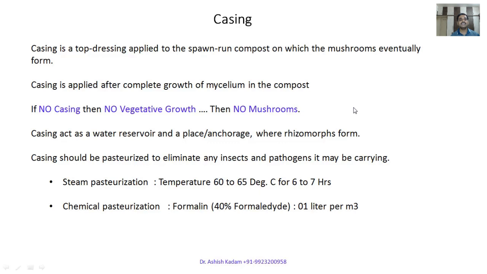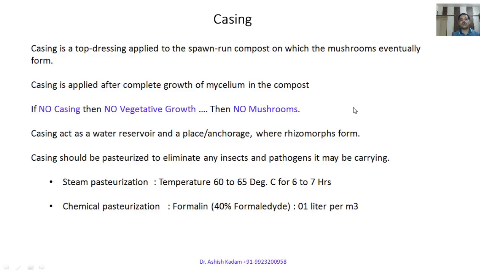So this is a very important benefit of the casing. If you do not apply casing, then vegetative growth will not happen, and then you will not have the mushrooms. So casing has a very important role. Whatever casing you are applying, it has to be pasteurized.